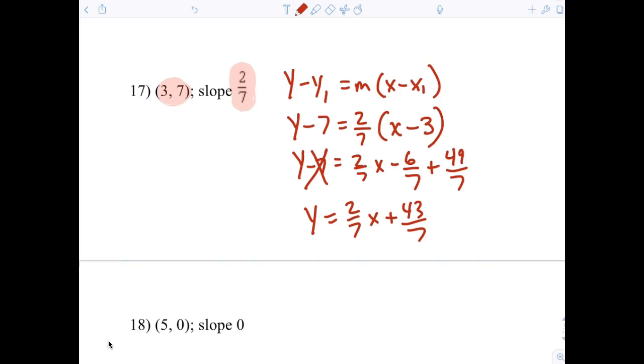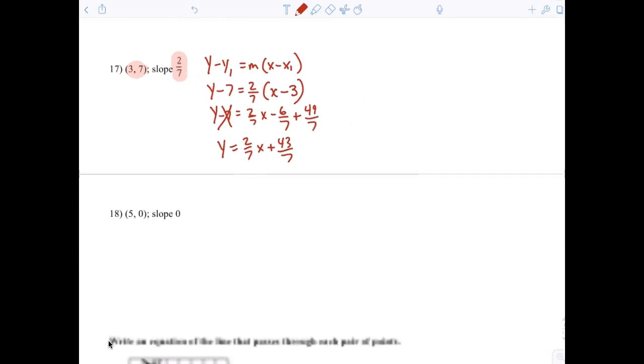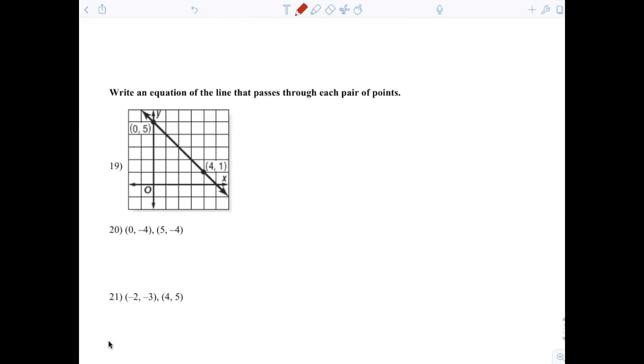What's 49 divided by 7? 7. 7 is the same as 49/7. Now, why did I make it 49/7? So you could add them. That's exactly right. I need a common denominator to add the fractions. That's what I need. All right? Easy as that. All right, 19.